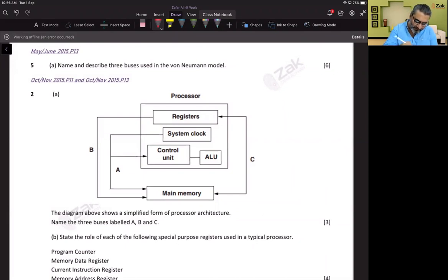So this is control bus, since this is attached to the control unit. B is attached to registers and main memory. So obviously, and it is one way. You have to pay attention to the arrow. So it is one way. So if it is one way, it is address bus. And then we have got something which is attached directly to registers from main memory, and it is two-way. So this is data bus.